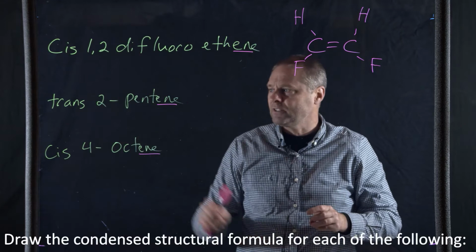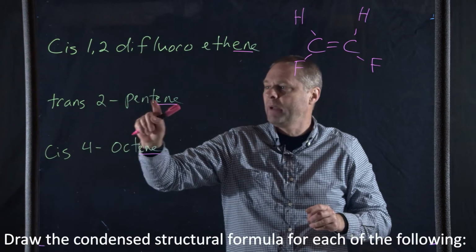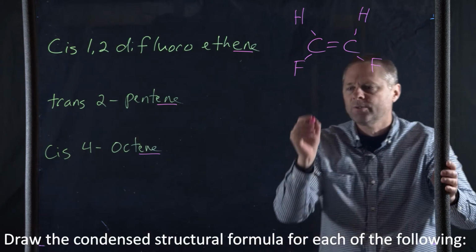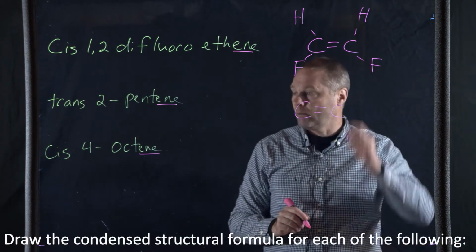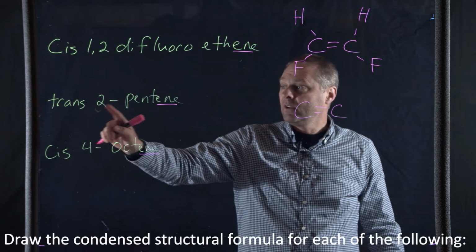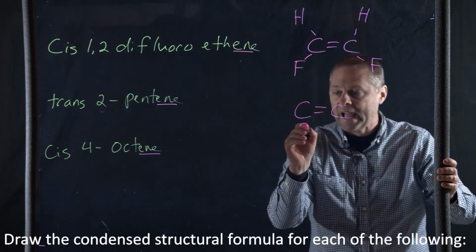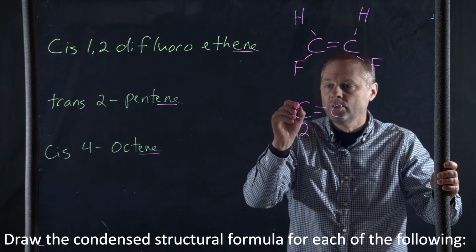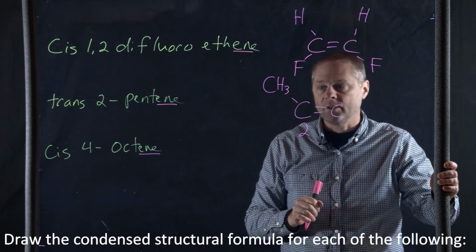All right. Let's look at trans. In this case, what we have is trans 2-pentene. So let's just first draw the double bond. And what this says is that the double bond is going to occur at the second carbon. So this has to be our second carbon. So there's going to be another carbon somewhere up in this area, okay?